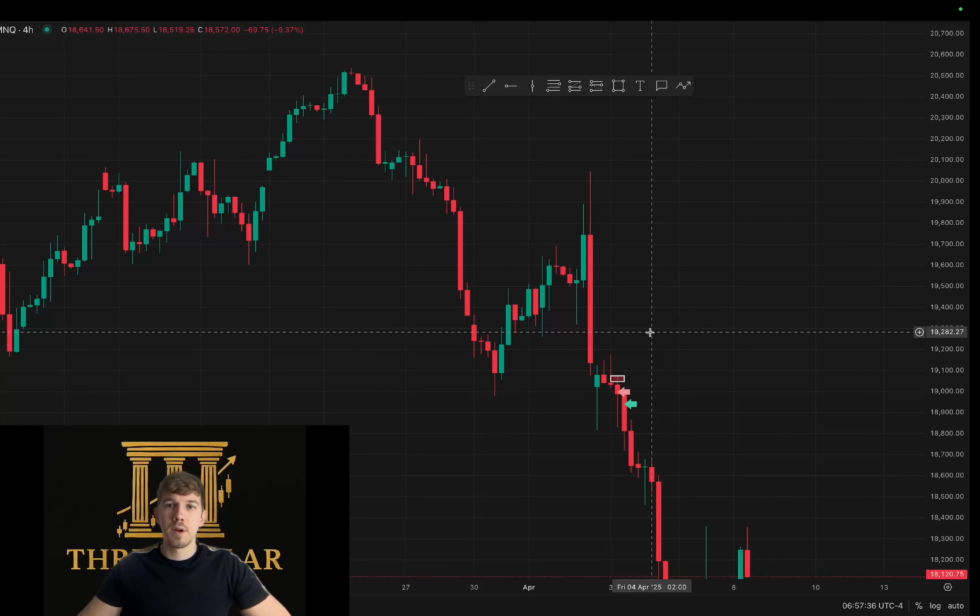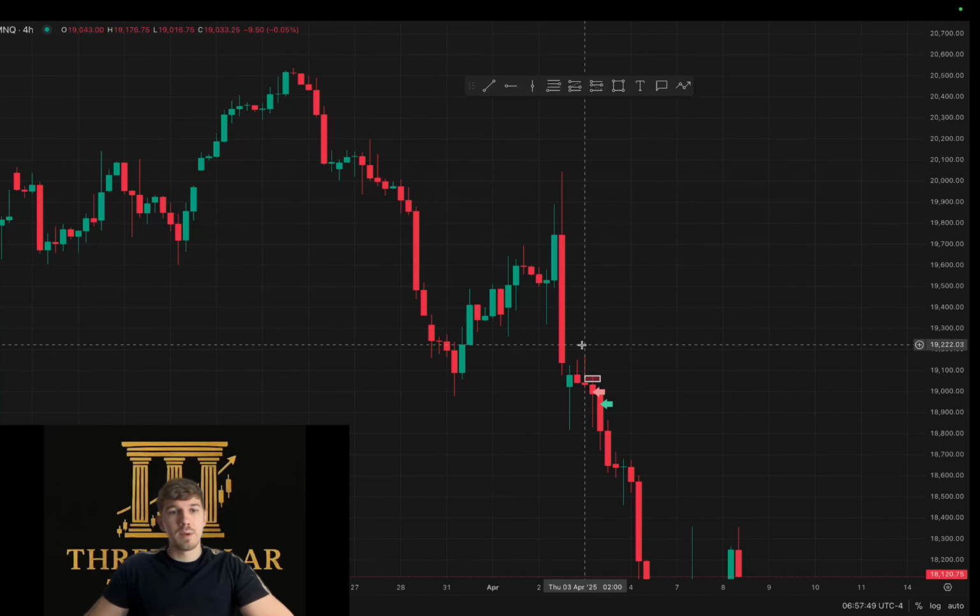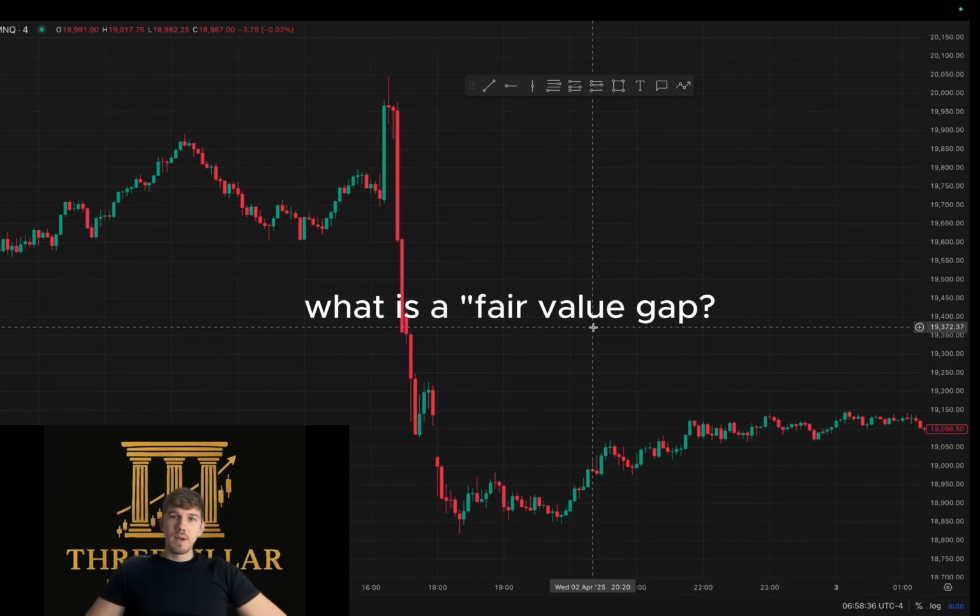Now, fair value gaps happen on every single time frame, from the daily, the weekly, 4 hour, 1 hour, 15 minute, 5 minute, 1 minute. There'll always be fair value gaps within each time frame as well. So what actually is a fair value gap?